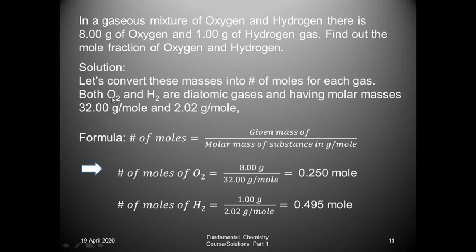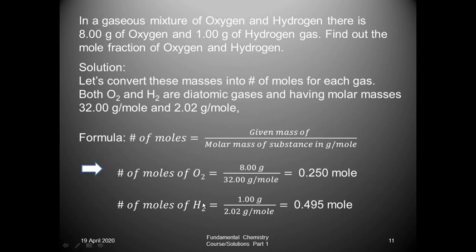So for oxygen it is 32 gram, and for hydrogen it is 2.02 gram. Given mass over molar mass of the substance in gram per mole. So number of moles of O2 equals given mass of O2, which is 8 gram, divided by 32, and if you do this calculation it will be 1 by 4, that is 0.250.